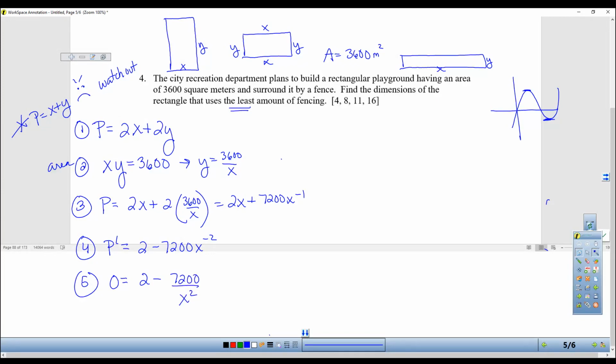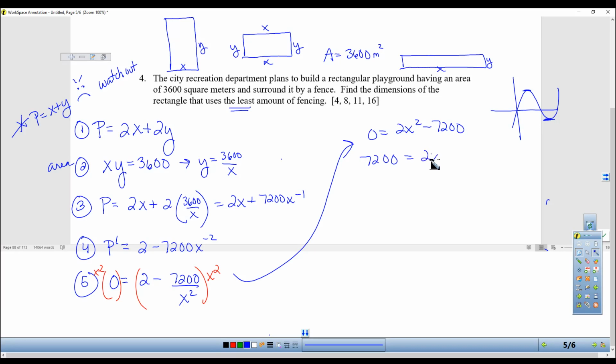So you can clear the fraction first or move it over first. It doesn't really matter. I did it by moving over first last time, so this time I'm going to clear first. So 0 is equal to 2x squared minus 7200, and now I'll move over. It's the same either way. I divide by 2, and I get plus or minus 60.